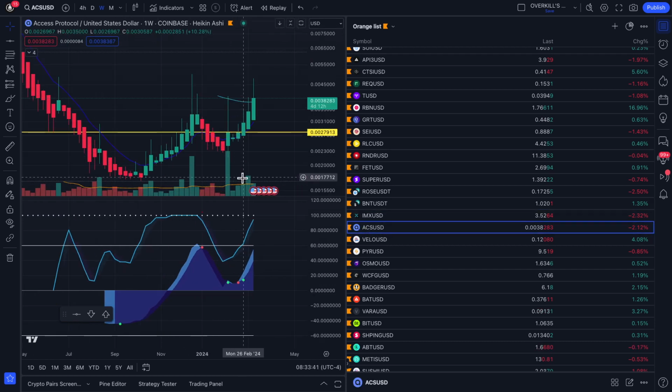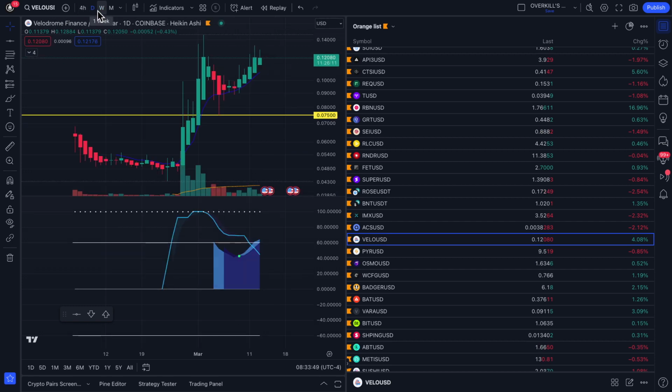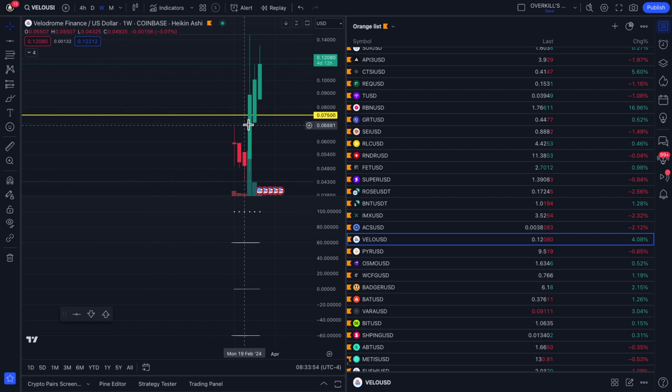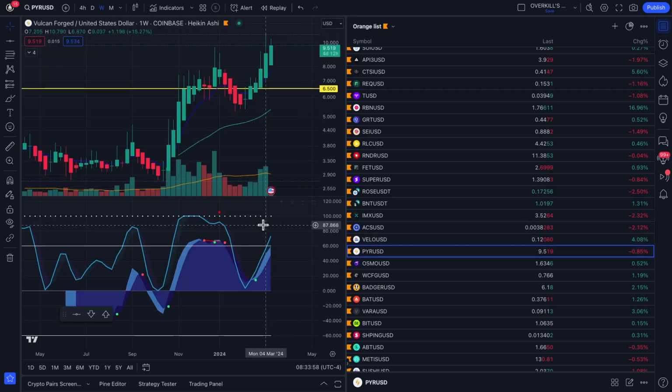Here's, what is this? ACS. Okay, still below the 50 here, trying to break out. Okay, we're getting close on the 100 there. Wouldn't be buying it. Velo. Okay, so the stochastic's going down, but the price is going up, which is interesting. Again, I just still don't have enough data on that one. That's just a really low market cap coin.